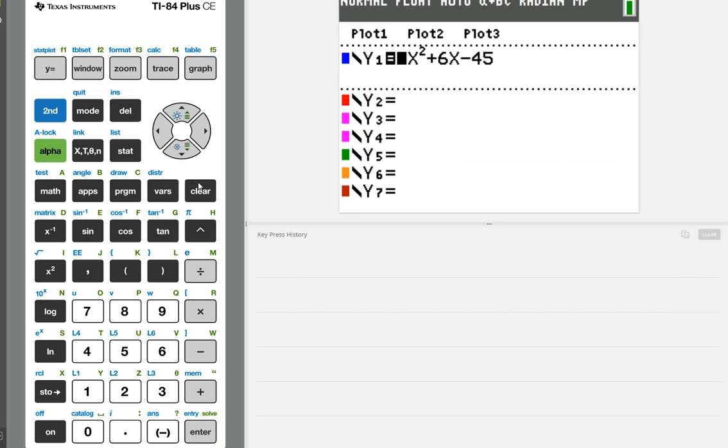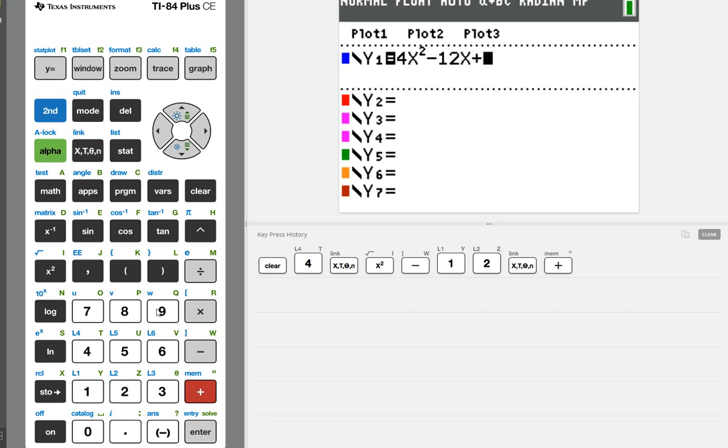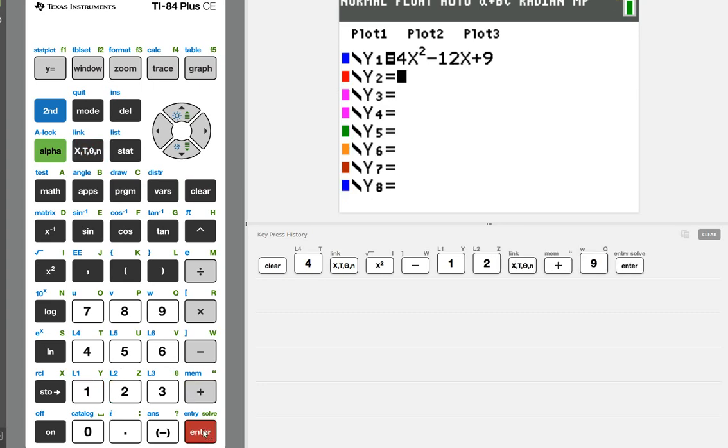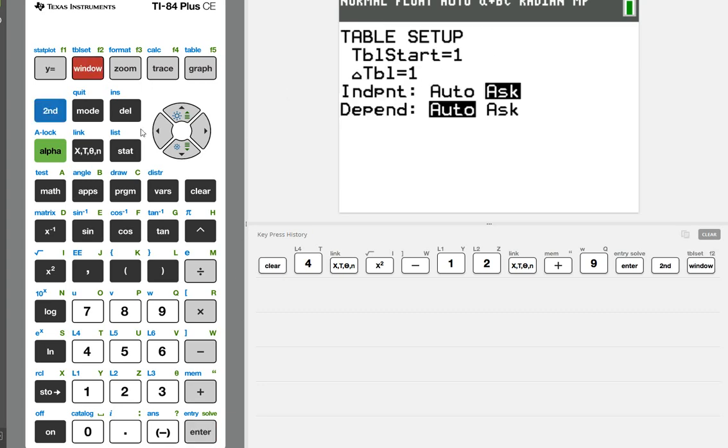So you hit the y equals key. Let's clear out everything there and type in our new equation. So it's going to be 4x squared minus 12x plus 9. So type in your equation in the equation editor. If you're watching this on video, then you might need to set up your table. This is a one-time setting. You hit the second key, then the window key. You make sure that independent is set to ask and dependent is set to auto.